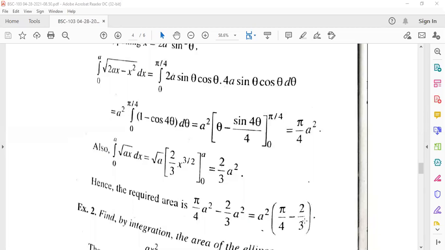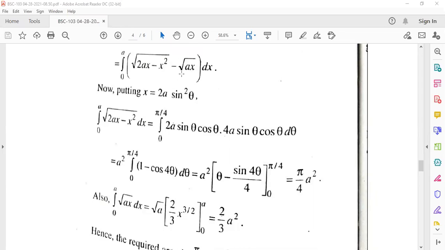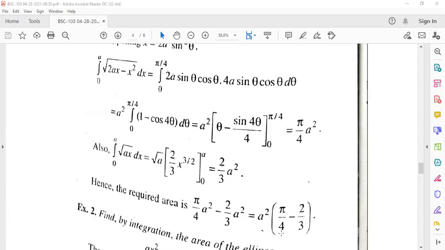Look here, if you fail to understand, then say to me. Actually from here they are making two integration parts. One integration 0 to a root over ax minus x square. Another integration 0 to a root over ax dx. They have taken two integrations. For the first integration they got this value, for the second integration they got this value. So this minus this was the integration. Then they got the value of this. So this is the area of our required thing. Is this understood?